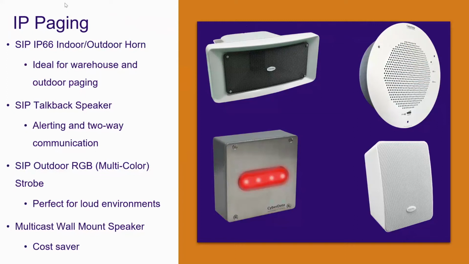So my personal favorite product at CyberData is our SIP IP66 Horn. We came out with this because we've got another product not featured here called our SIP paging amplifier, which is basically an amplifier that powers 1 to 2 8-ohm horns. And it was really powerful for paging because with 2 horns at full power, that thing would cover around 10,000 square feet. So you could plop 1 or 2 of those in a warehouse and be able to seamlessly page in a huge warehouse.